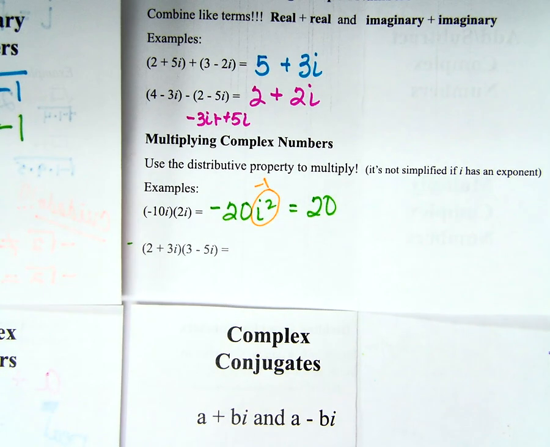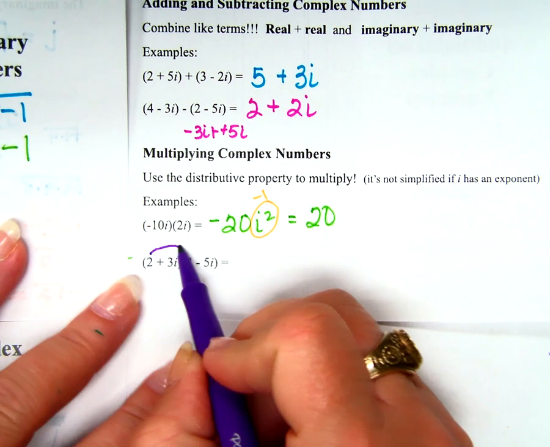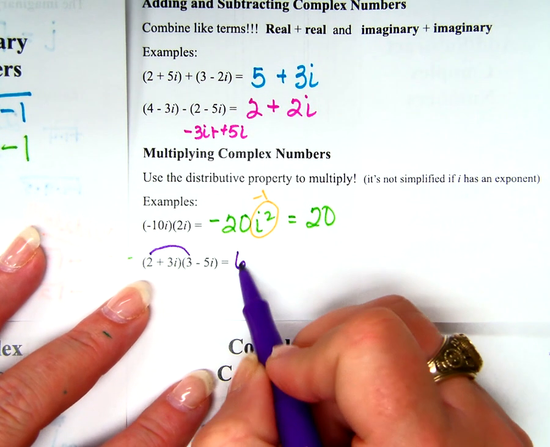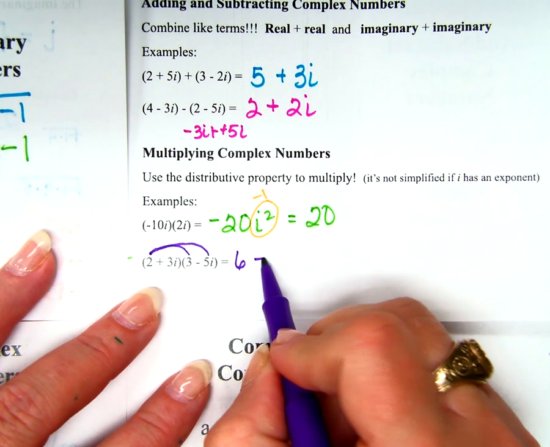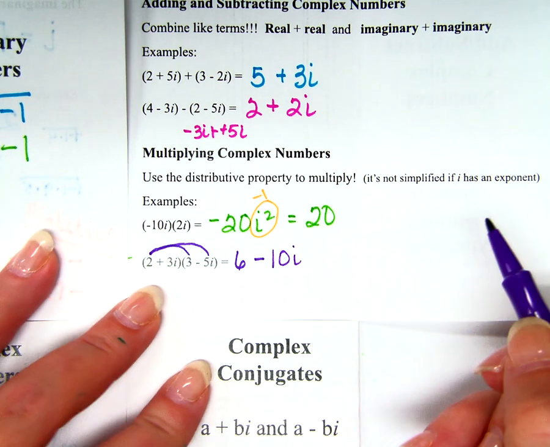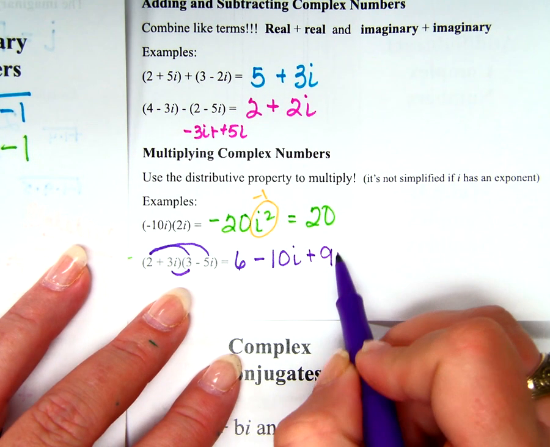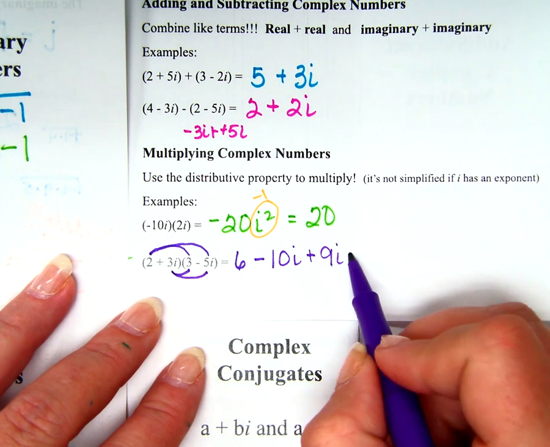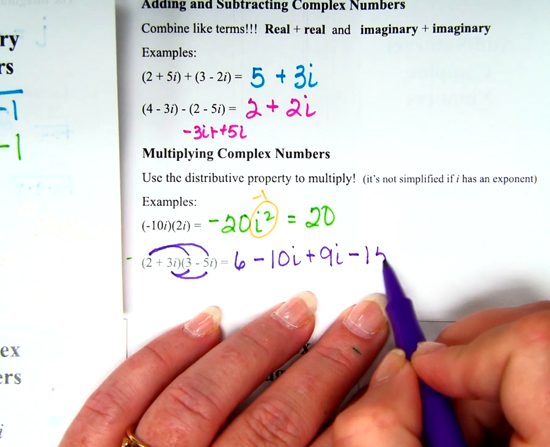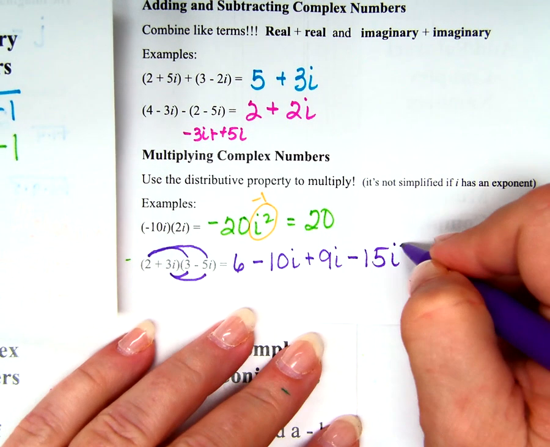So what do we do here? Oh, distribute. Okay, let's distribute. So 2 times 3, 6. 2 times negative 5i. Negative 10i. Okay, 3i times 3. So plus 9i. And then 3i times negative 5i. Negative 15i. Okay, so what do you see? Oh, wait, that's not right? Oh, I squared. Okay, awesome.